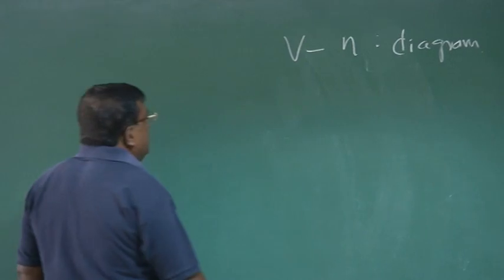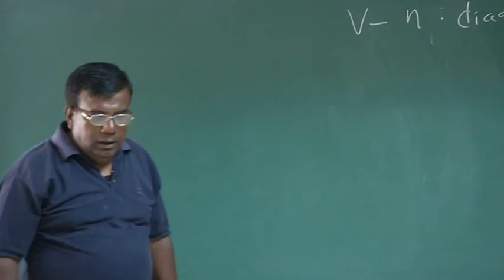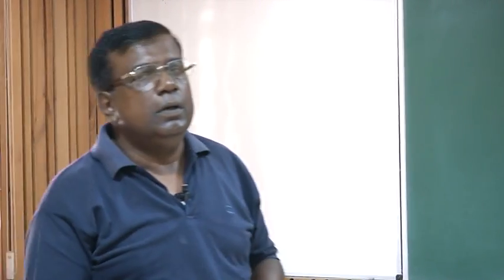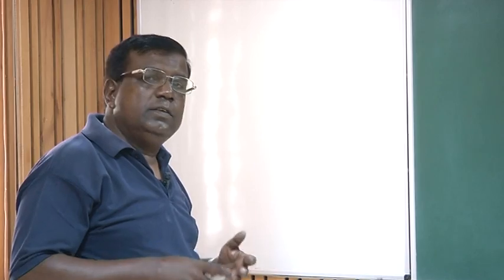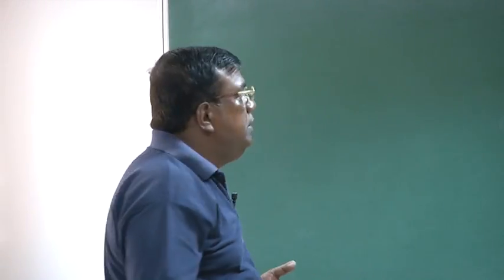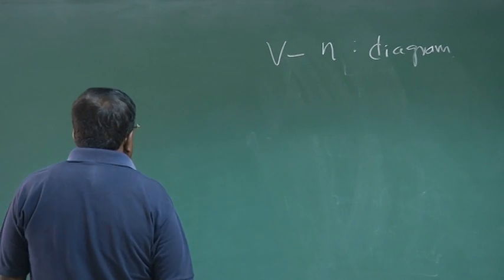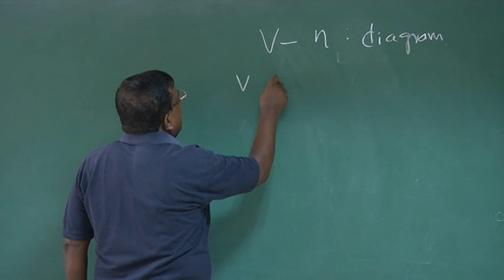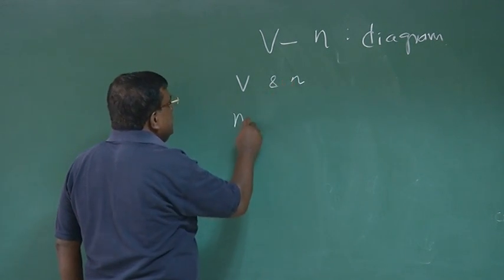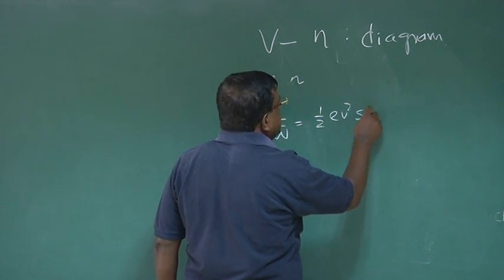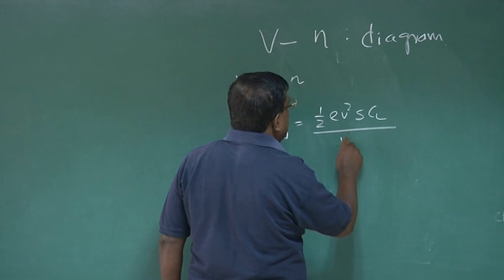Now let us try to draw a very simple VN diagram. We will have one more session on the VN diagram, a little more explicit, but as I told you, we will be evolving this course along with you. I am not in favor of pumping in every piece of information at one time, so we'll have a very simplistic look at the VN diagram. The purpose is to plot V and N. I know N is nothing but lift by weight, so it is half rho V square S CL by W.